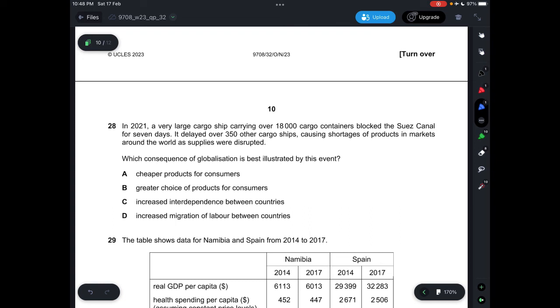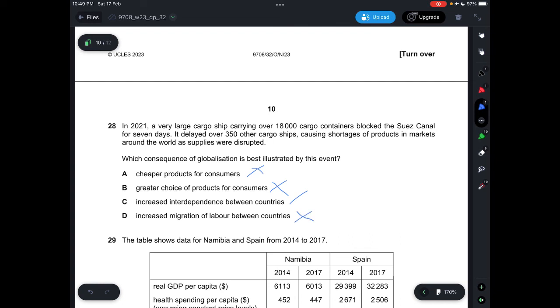So A says cheaper products for consumers, which is incorrect because now there is a decrease in products available. B, it says greater choice, which is also not the answer. C, it says increased interdependence between countries, which is the answer, which I'll explain later. D, it says increased migration of labour, which is not correct.